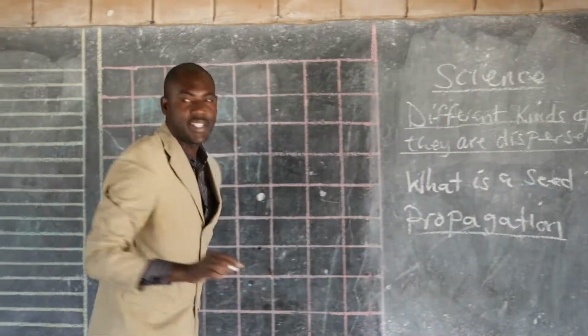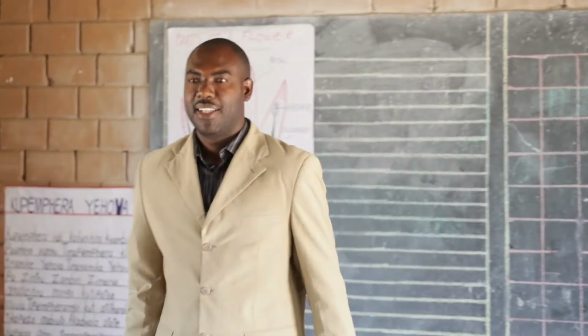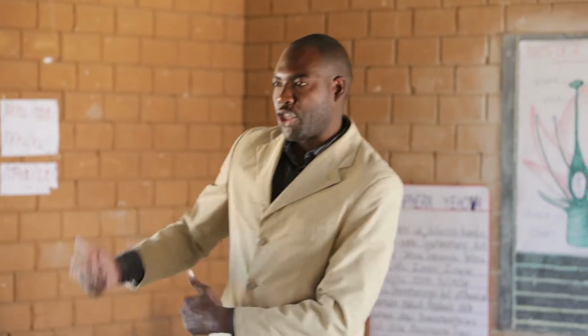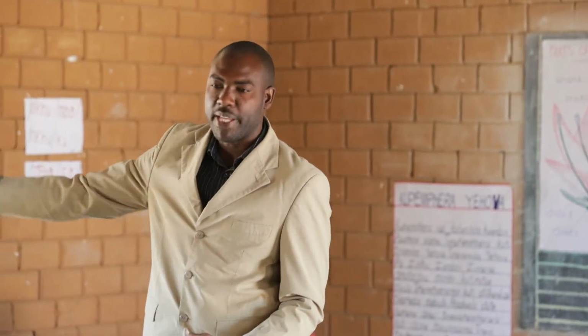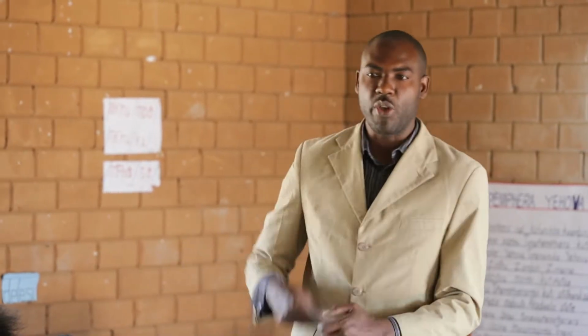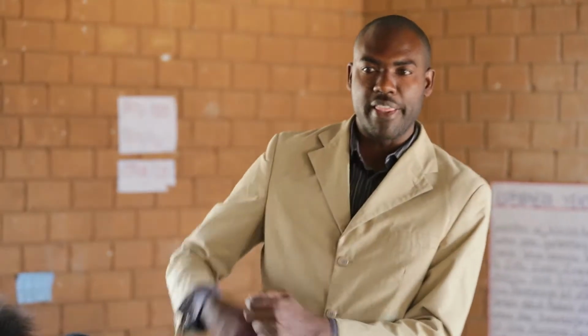What is to propagate? To propagate is to reproduce, to keep on reproducing. A seed falls off from a tree, then it germinates into a new plant. Again, it will grow, there will be another seed that will germinate into another plant, and it will continue going just like that. Okay?